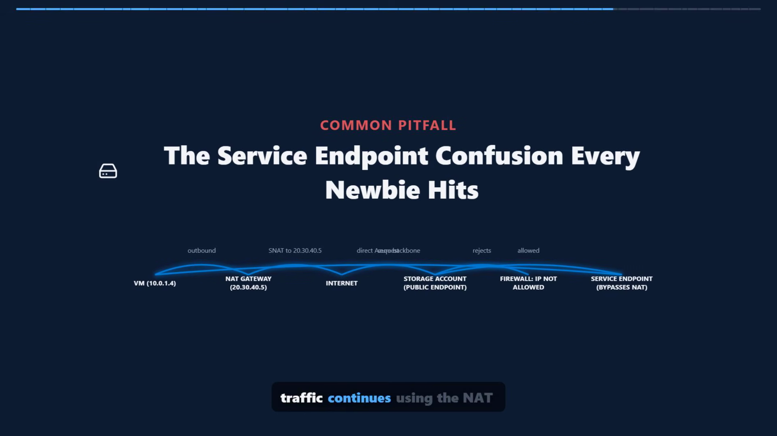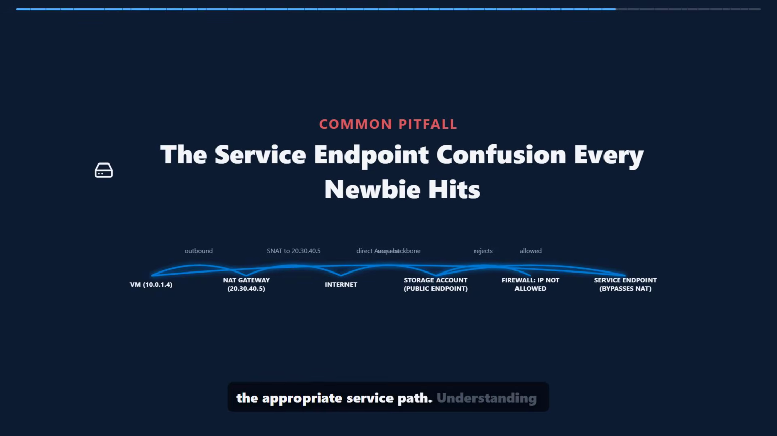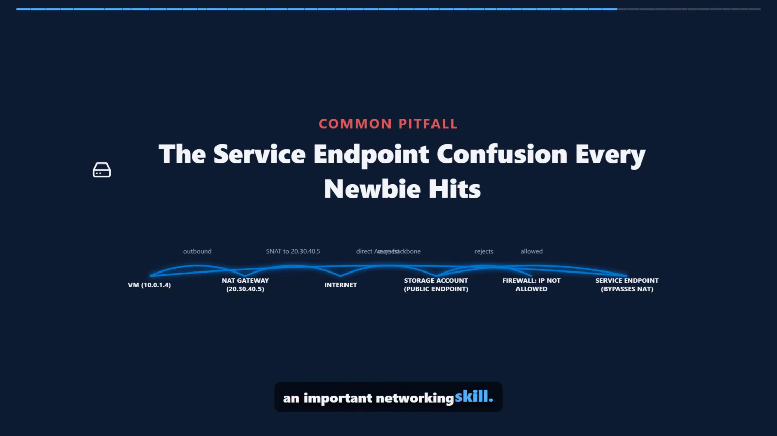Internet-bound traffic continues using the NAT Gateway. Azure platform traffic follows the appropriate service path. Understanding where traffic actually flows is an important networking skill.